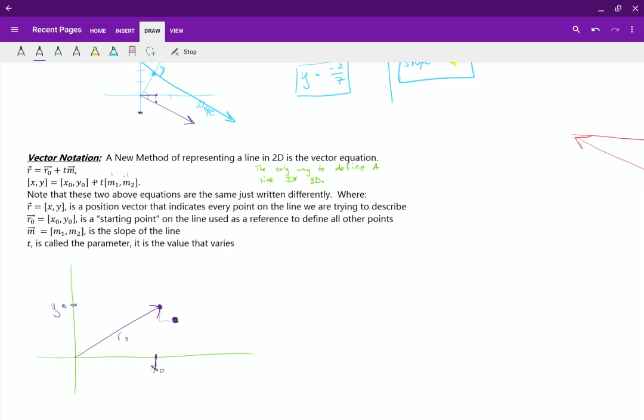And so now let's talk about t. T is called the parameter, and it is the value that varies. These guys stay stagnant: the XO, the YO, the M1, and the M2. The t actually varies over and over and over, and you can let it be whatever you want. So let's take a scenario where t is 1. Let's figure out a point on the line. It says go to XO, YO, and then add to it 1 slope vector. So that's telling people to go here and then add to it 1 slope vector, and you end up with basically that. And that's where t equals 1.